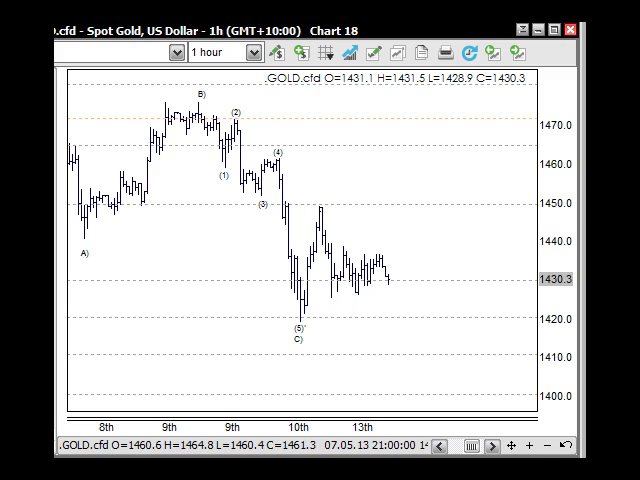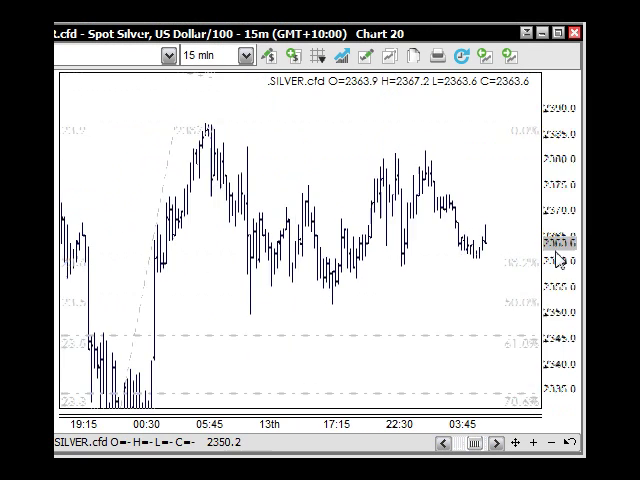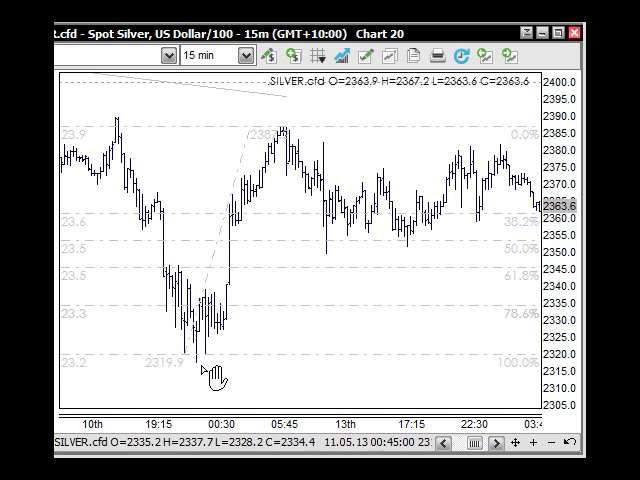When we have a look at silver, for instance, if I can find the right chart here, this is a 15-minute chart. So it's low here. You can see that it's got the wave 1 and 2 here, the nice strong 3rd wave here, and the 4th and the 5th here.